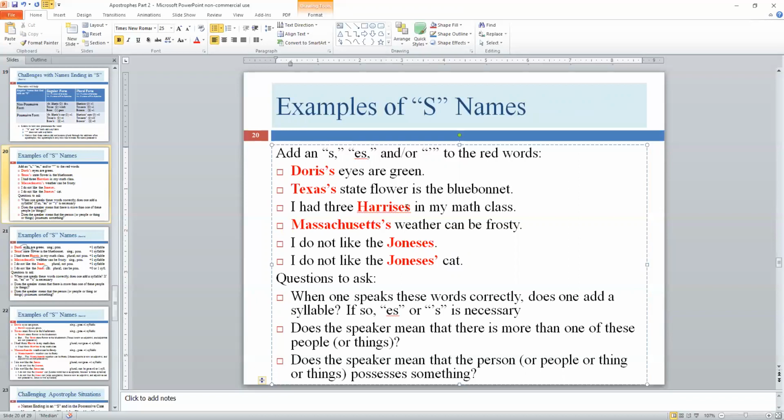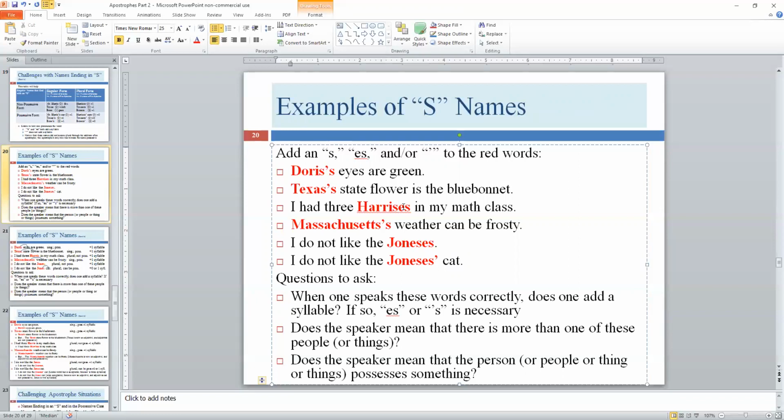I had 3 Harrises in my class. Initially, it was just Harris, Harris. Now we have Harrises. Massachusetts's weather can be frosty. Massachusetts's, we've added 1 syllable there.